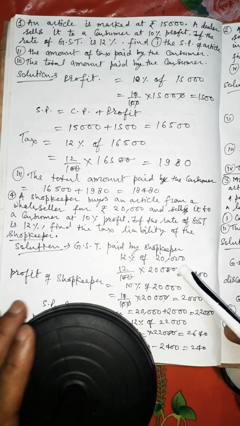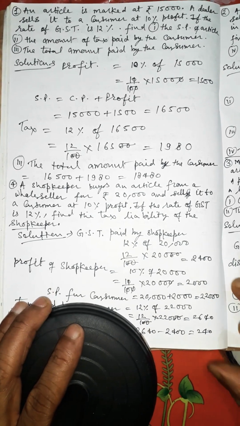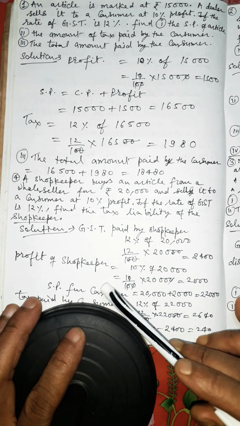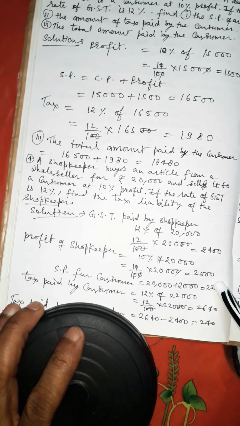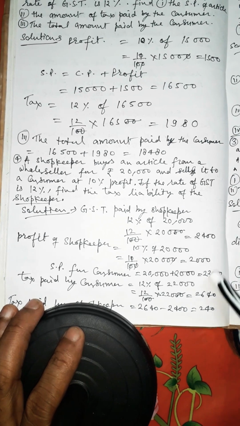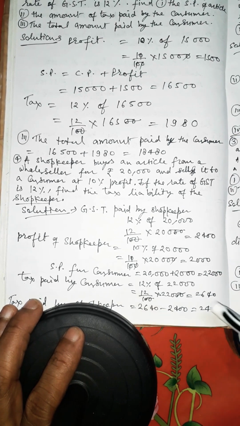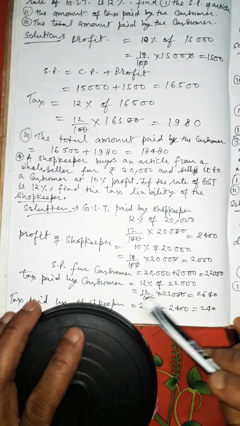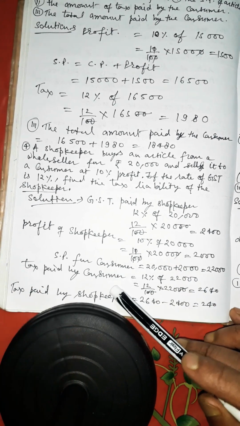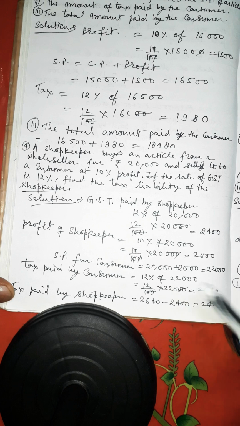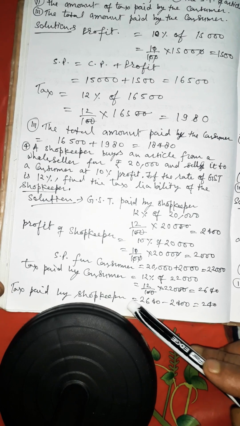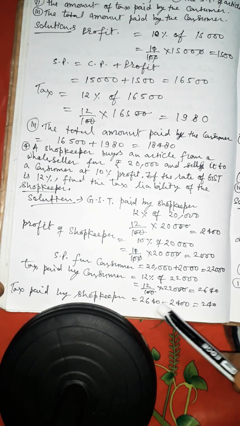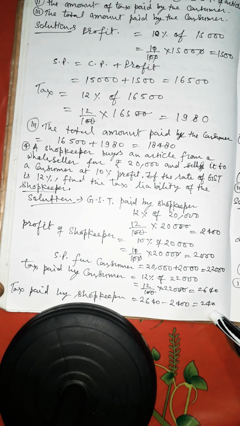GST paid by the shopkeeper at 12% is 2,400. Profit of the shopkeeper is 10% of 20,000, which is 2,000. Then SP for the consumer is 22,000. Tax paid by the consumer is 12% of 22,000, which is 2,640, and the tax paid by the shopkeeper is 2,640 minus 2,400, which is 240.